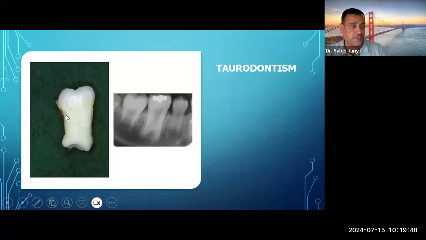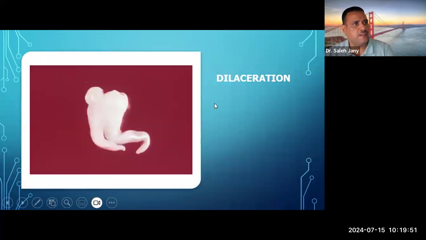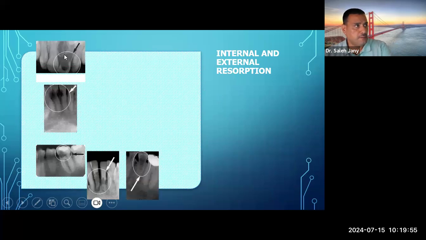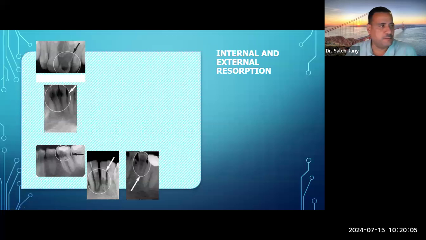Taurodontism is abnormal shape of the teeth. Dilaceration is when the root is abnormal. Internal resorption is something eating the dentin from the inside, and most likely, as I told you, it is the osteoclast, the cell that remodels bone, sometimes activated by trauma, by infection, or by something unknown. It happens. It will eat the dentin from inside.